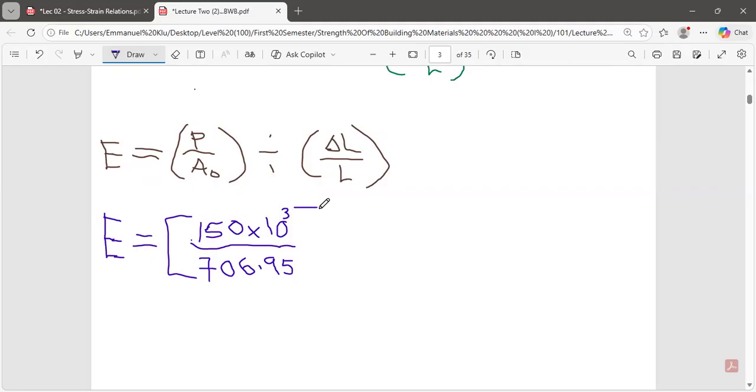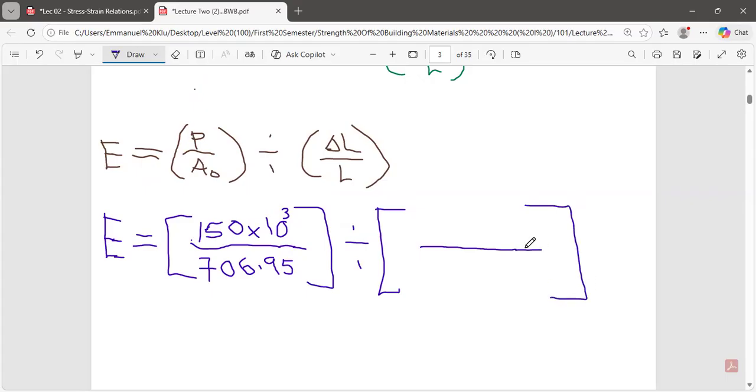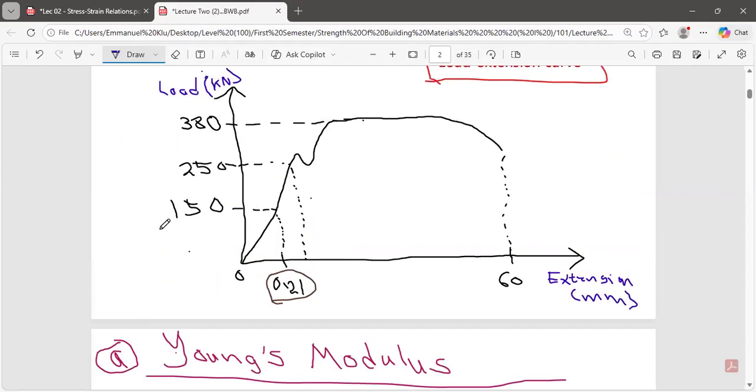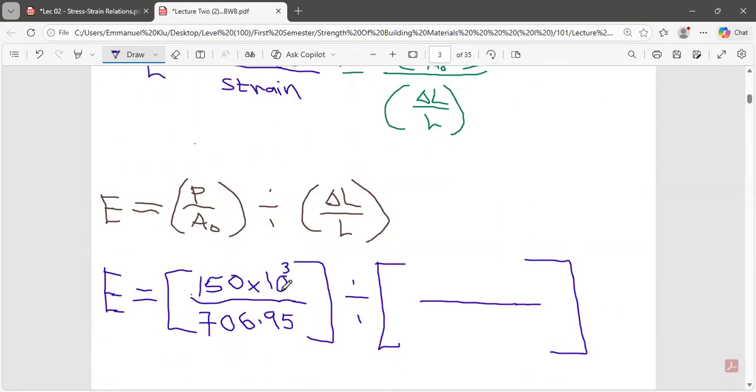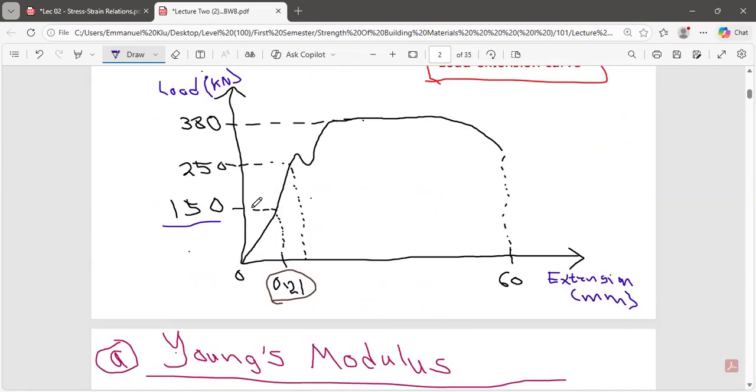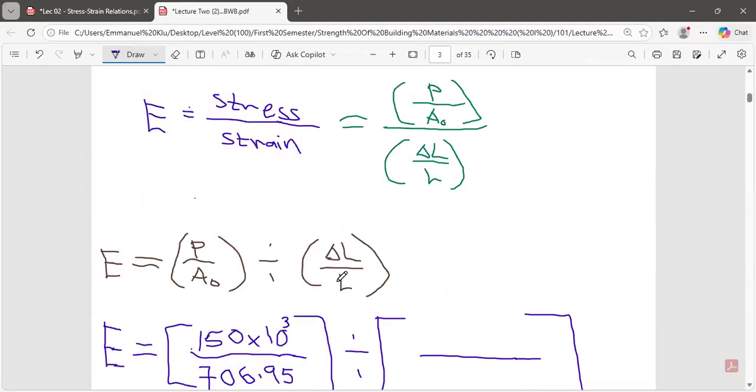706.95. So we just cover it nicely as you are seeing over here. What else are we supposed to do? This one too, let's go and look for the brothers and sisters and substitute it into it nicely to make life much more easier. Over here, we want to adapt the 0.21, since that was what was given, because we are using the 150 kilonewton load as you are seeing over here. We must also use the same extension corresponding to it. So we're going to use the 0.21.